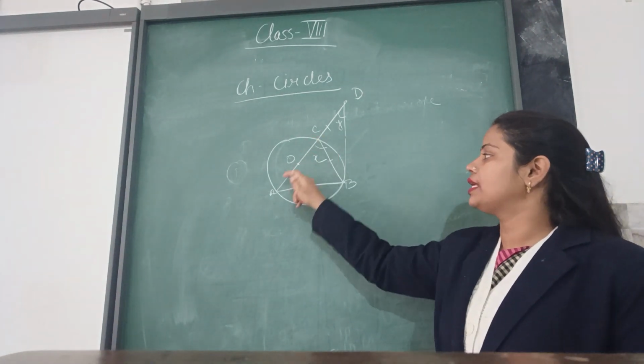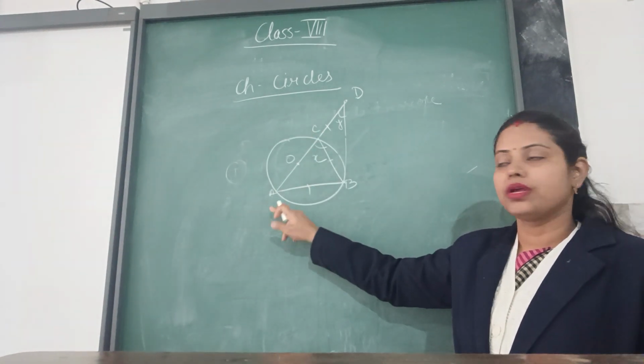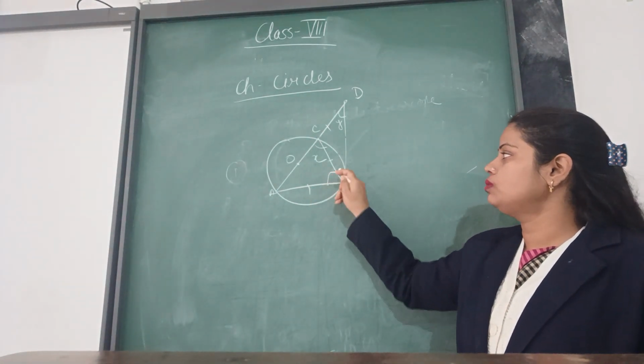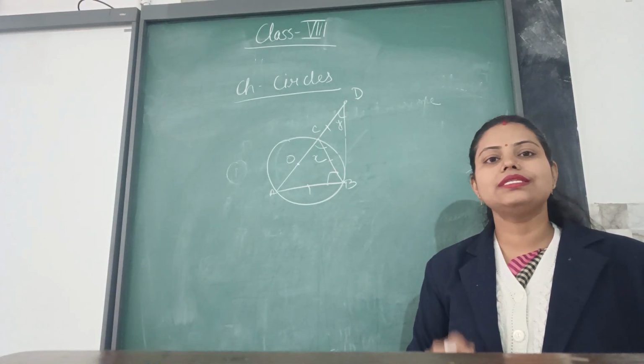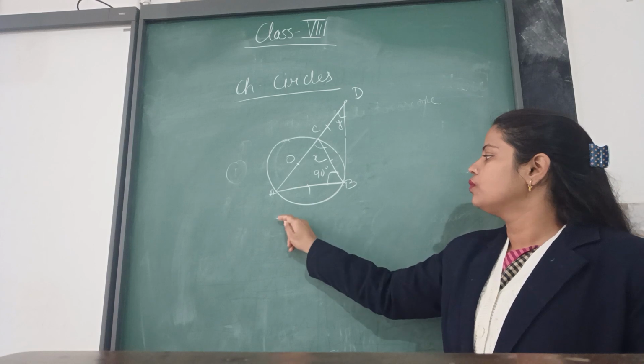Let us see this triangle ACB. This triangle has been formed by a diameter on one side. So this angle will be equal to 90 degrees, which is the angle in a semicircle. This we can write down as 90. Then we can write down like this.